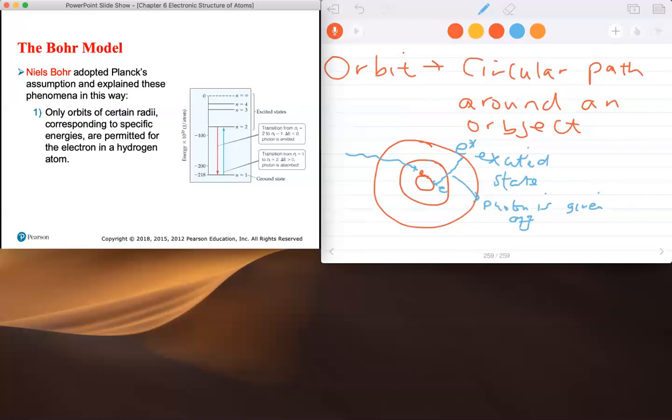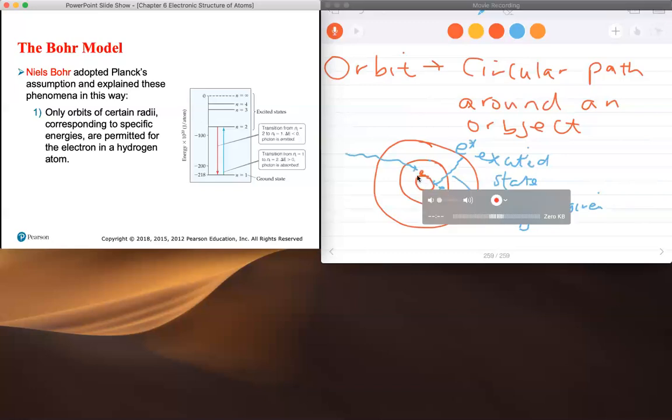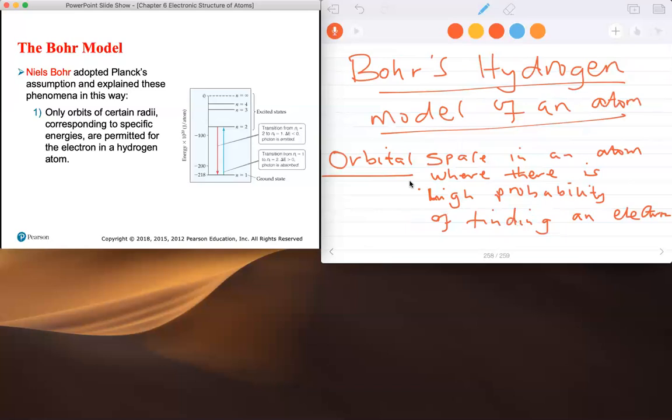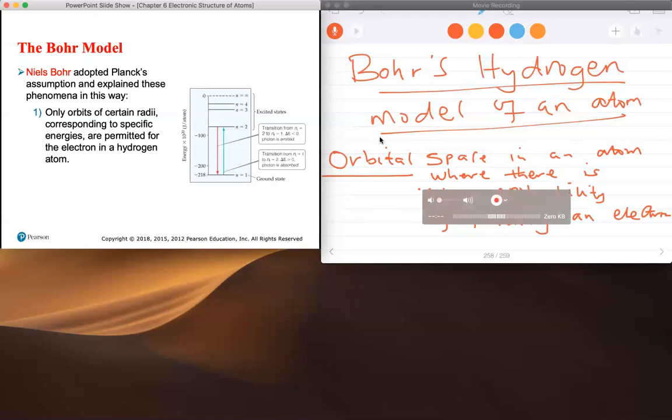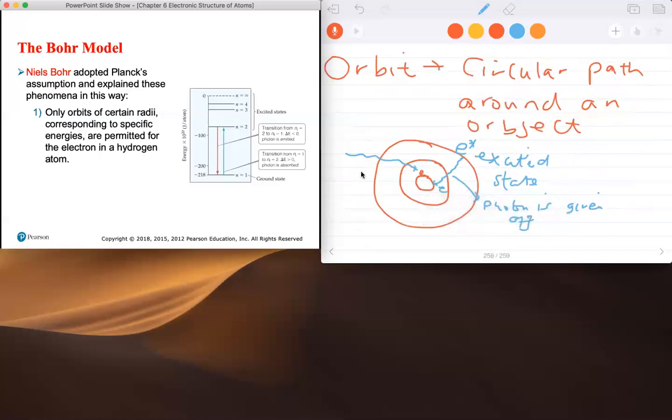Otherwise, where there is no circle, that's just empty space, and we cannot find an electron there. So there is a region of space within an energy level where we can find an electron. We call that an orbital. This is where the electron resides. You can think of it as your apartment. In the apartment complex, there's a specific room or house where you live. It's not anywhere in the complex. Likewise, in an atom, where there is a high probability of finding an electron, we call it an orbital. We'll come back to this again. I hope, Anthony, that clarifies what I'm talking about. Orbit and orbital are different.